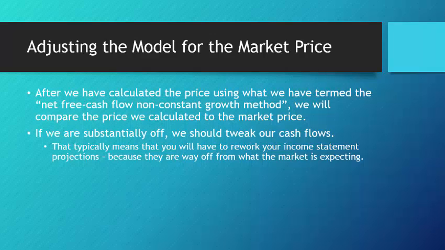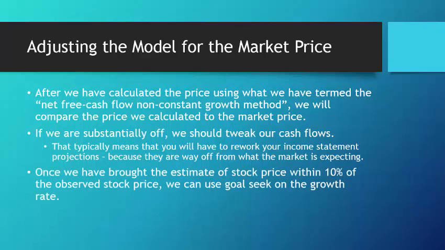So here's what I'm recommending. If we're substantially off after we run our price, we should tweak our cash flows. What I've demonstrated is tweaking a couple of inputs that I never felt super confident about. One of them was my sales projection, which I backed off just slightly, and the other one was the cost of goods sold assumption, which instead of holding it constant, I allowed it to grow slightly.